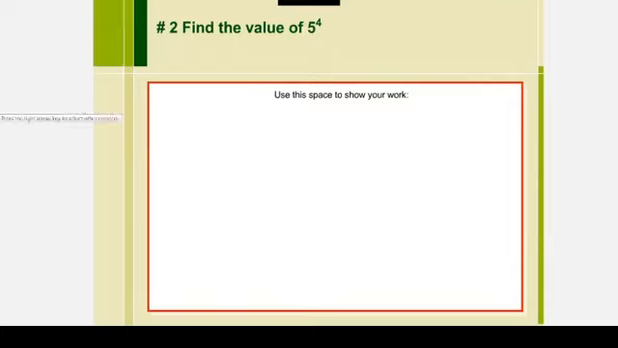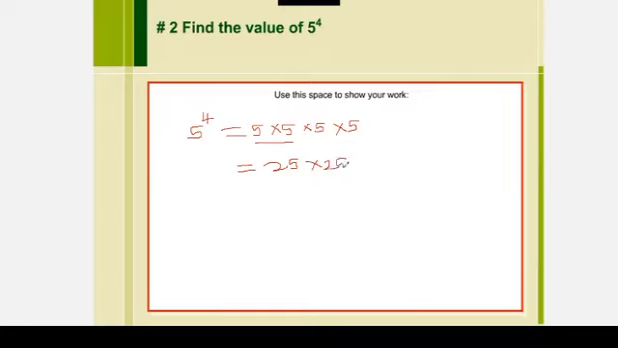Find the value of 5 power 4. This is easy. 5 power 4. That means you are multiplying 5 four times. I am writing it. 5 times 5 times 5 times 5. Now, you can make use of the calculator if it is allowed in your school, or otherwise doing it manually is easy. 5 fives are 25. Very good. And again 5 fives are 25. You know very well 25 times 25 is 625. This is the final answer.